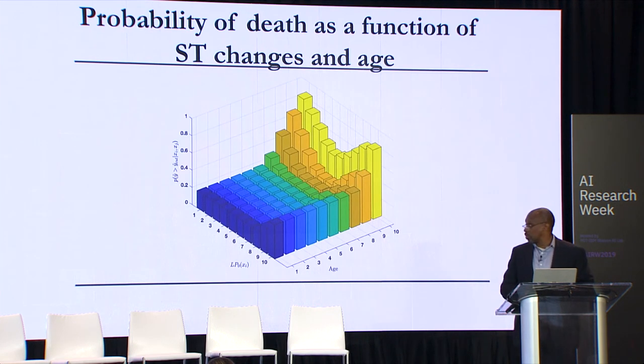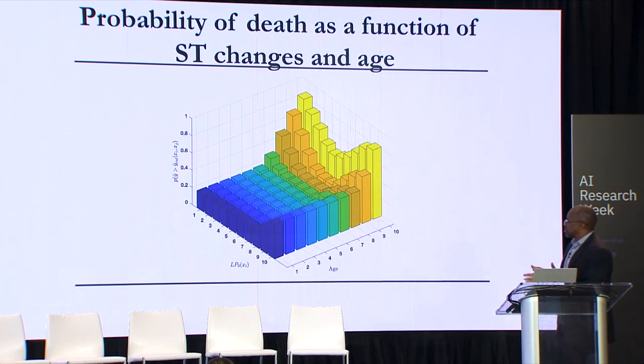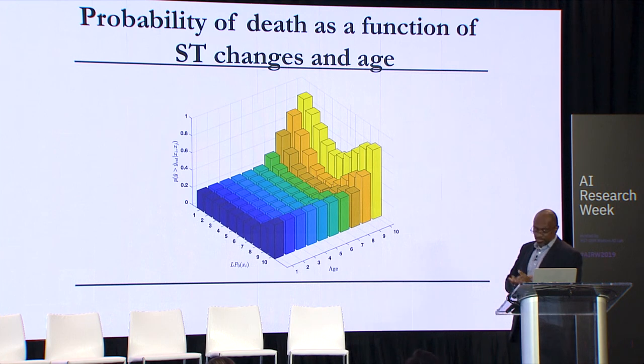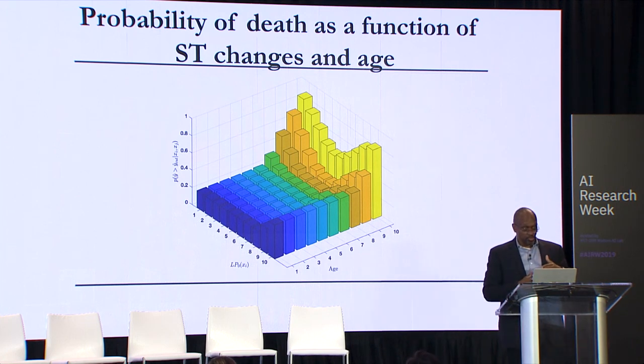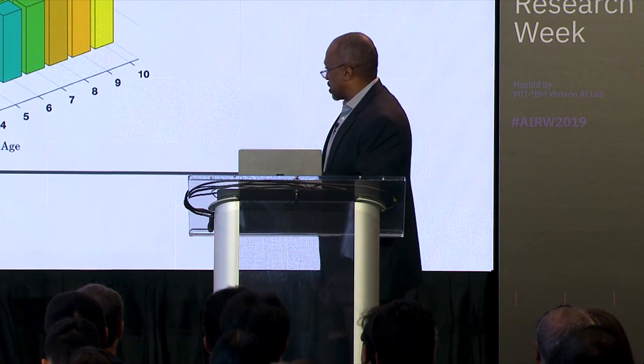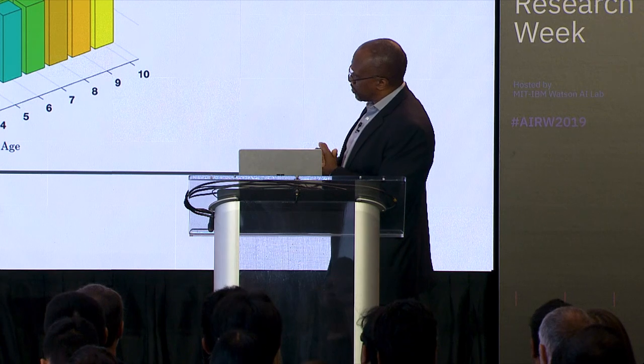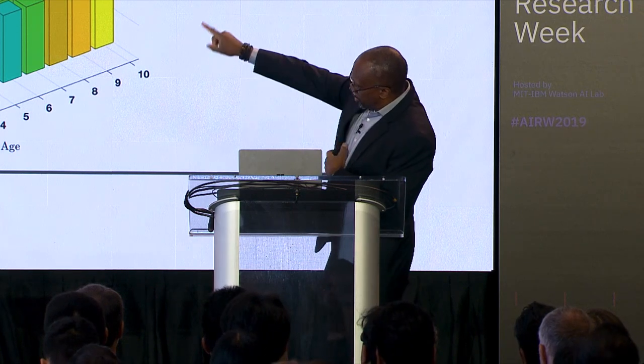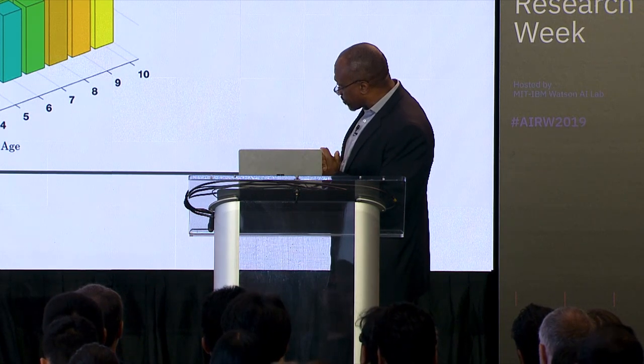This is just one example. You can make these sorts of plots. You can look at age on one axis. You can look at the extent of ST segment changes, whether the ST segment is elevated or depressed. Remember, this is one of the things I said that we as clinicians look at, and we know from a variety of different data sources that those changes are associated with adverse outcomes. And then the model says that as you get older, you're at a higher risk of dying. It's a risk of death on this z-axis here.